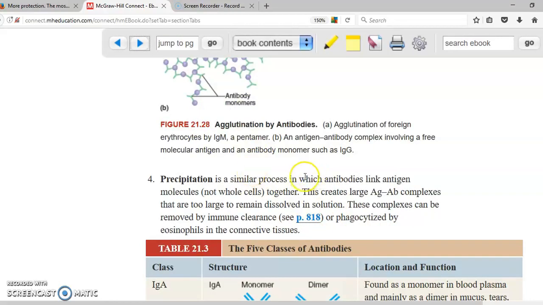The next one is going to be precipitation. Antibodies link multiple antigens, and they form these big antigen-antibody complexes. They are so big that they cannot remain dissolved in the solution, and because of that, they precipitate into different areas of your body, and they can be removed by macrophages, for example.